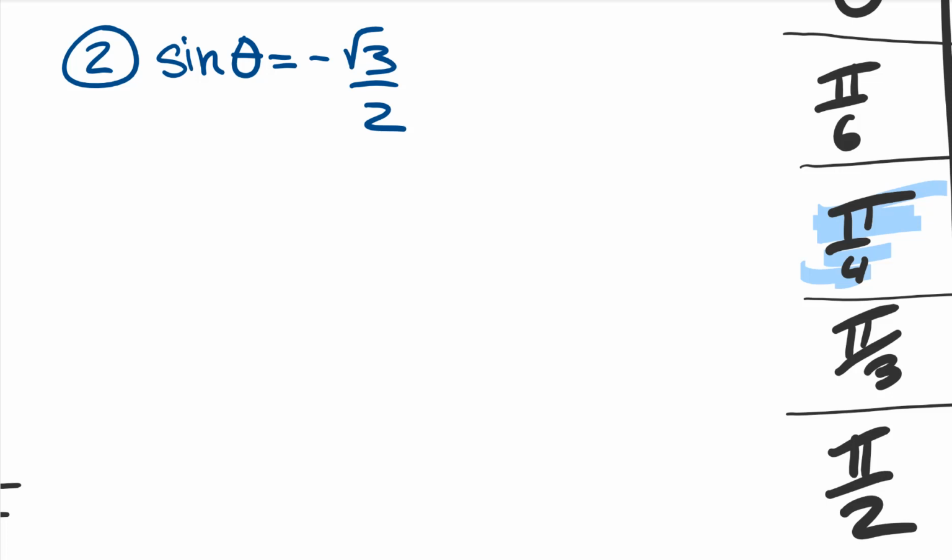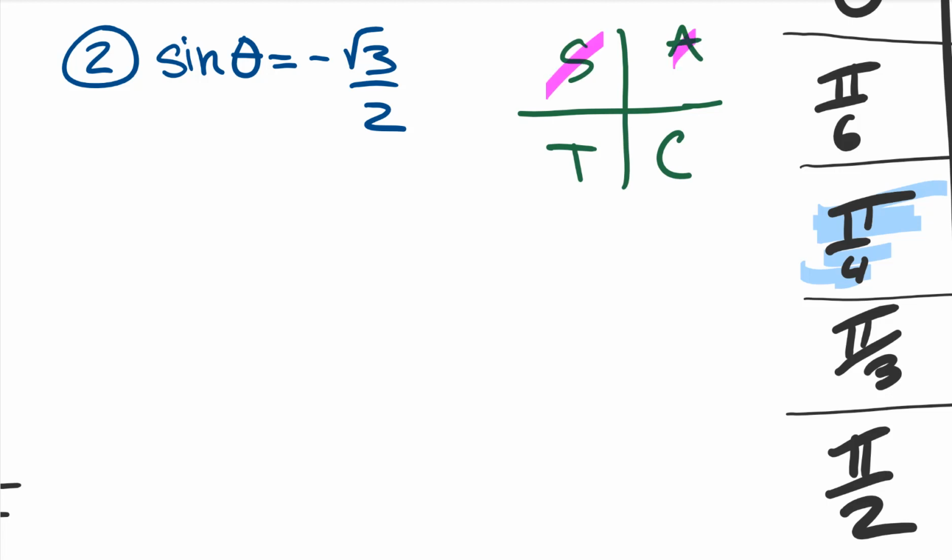So right away, we're like, wait a second. Whoa, whoa, whoa. Well, let's not get into this yet. We're like, ASTC. So sine is positive up here and here. We don't want that. We want it where it's negative. Sine's negative down in the 3rd and the 4th quadrant. So we know we want our answer to be here or here.